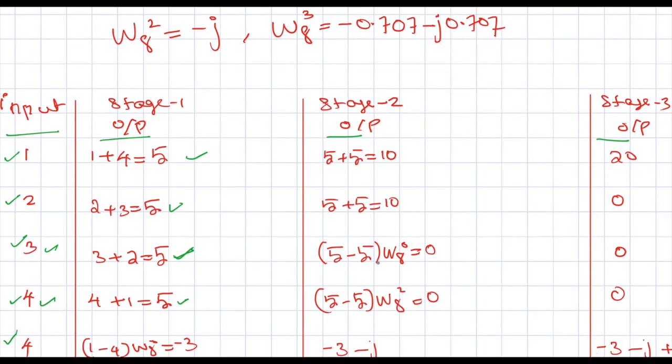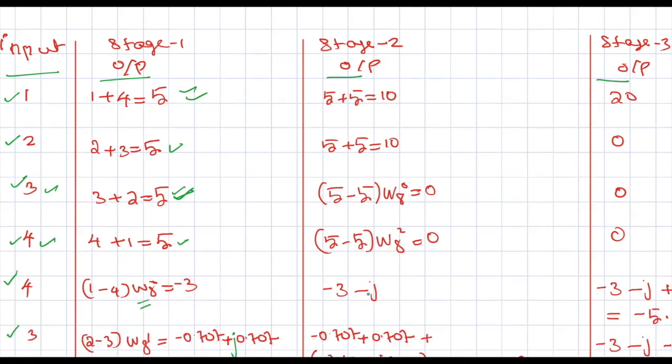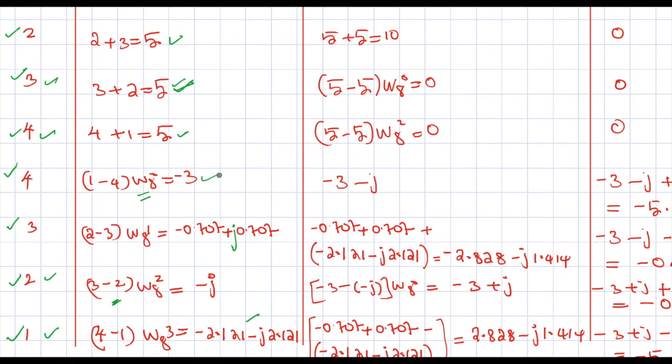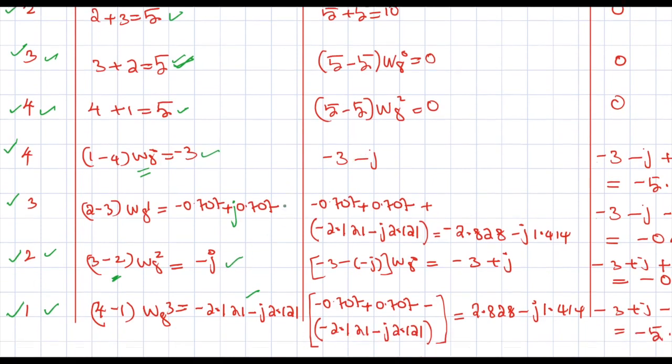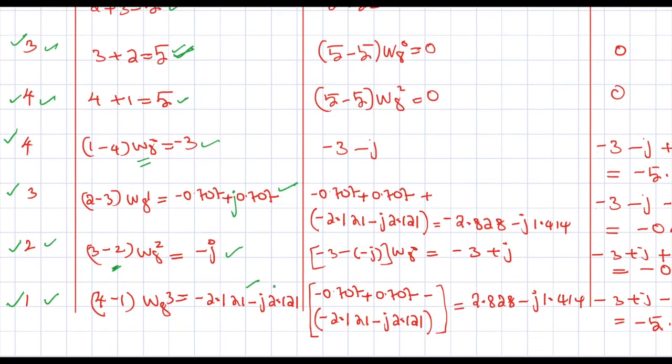Then if you want to find the value at the third point, then you take the first point, subtract the third point, then you multiply it with W80. Similarly multiply it with W8 square for the other value. And on the bottom half you will have to add minus 3 minus j, so that is minus 3 minus j. Then you will have to add this value and this value, so that would be this number.